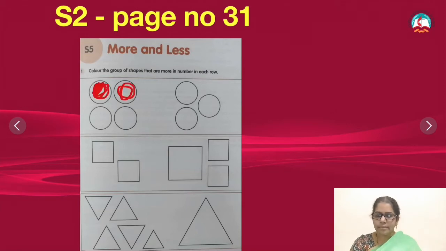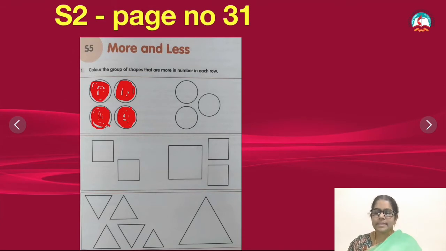Color slowly. Finished? Very good. Next, squares. Okay.